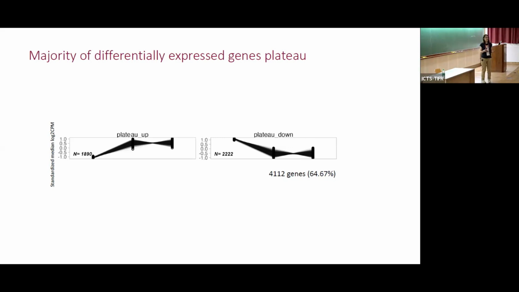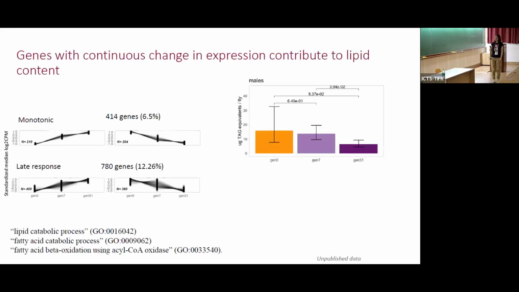Again, this might suggest that the majority of these traits have plateaued after the initial adaptation. But we did identify 35% of genes that actually did not plateau. When we look at them, some of them we call monotonic, which basically means they continuously increase or decrease their expression compared to the founder population. These are around 400 genes. And there are other genes that we call late response: we do not identify them as differentially expressed at generation 7, but we do find them as differentially expressed at generation 31.